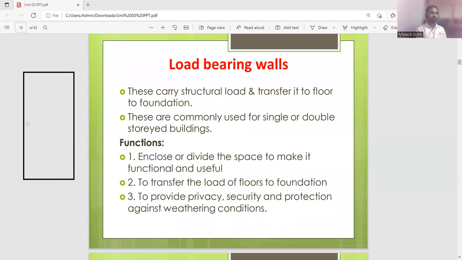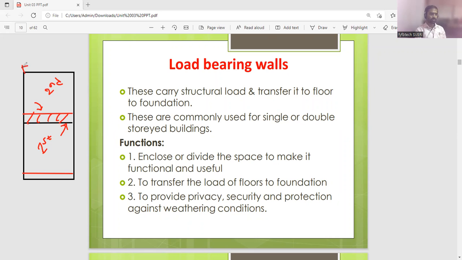This is made up of how many stories? Two stories. Okay, this portion is the floor for the first story, correct? Then coming to this one, there is a slab, correct? This is the slab for the first story, then it will be the floor for the second story, correct? Floor for the second story.